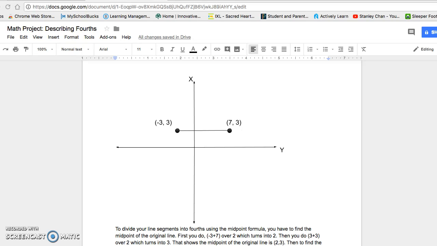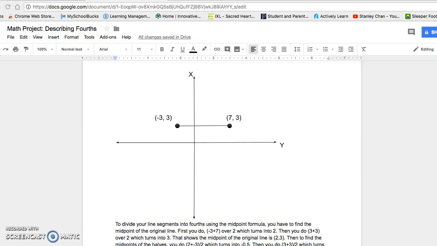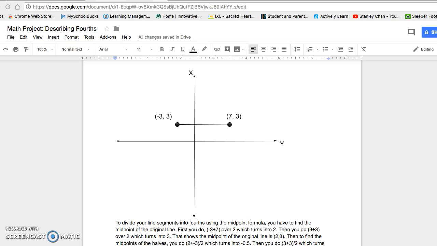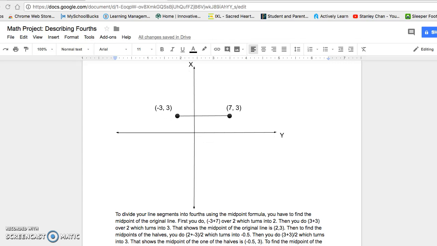Then, to find the midpoints of the two halves, you have to do 2 plus -3 over 2, which turns into -0.5. Then you do 3 plus 3 over 2, which turns into 3. That shows the midpoint of one of the halves is (-0.5, 3).